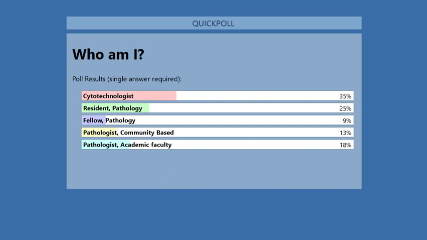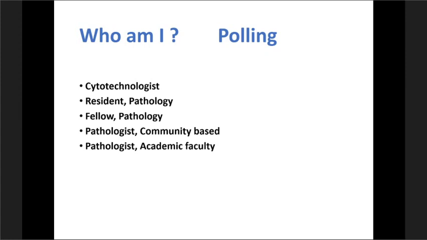There are 35% cytotechnologists, 25% resident pathology, 9% fellow pathology, 13% pathologist community-based, 18% academic pathology. I mean, that's really what I wanted to hear, because I think we have a very good mix here of both our cytotechnologists as well as trainees as well as practicing pathologists.